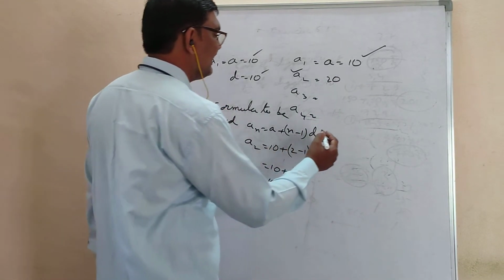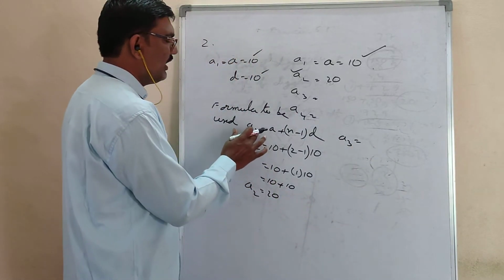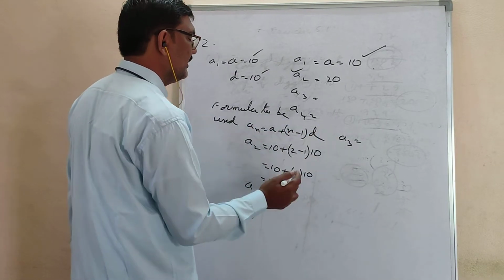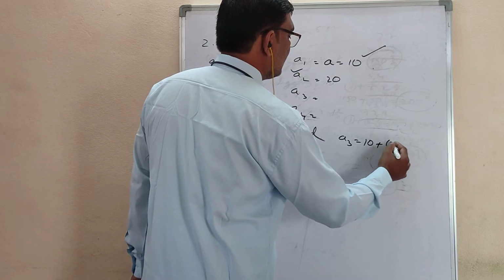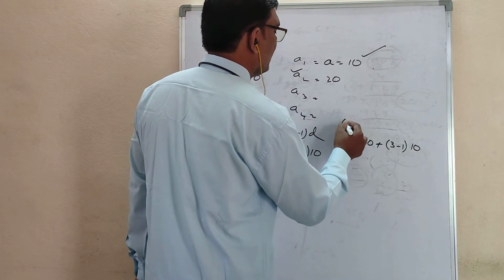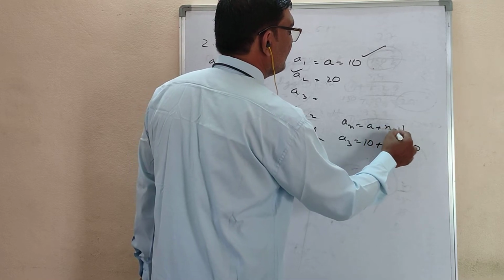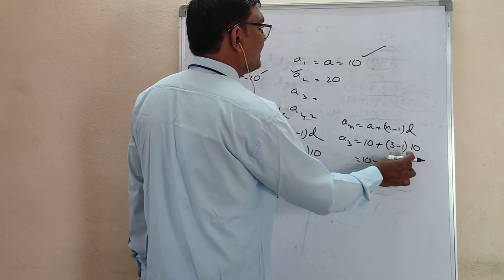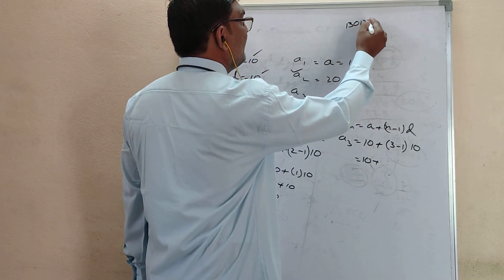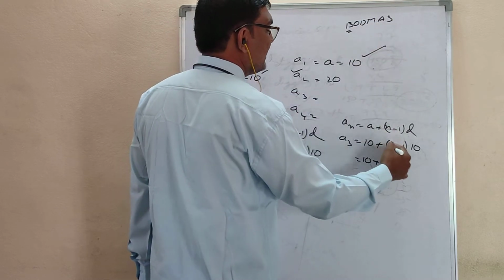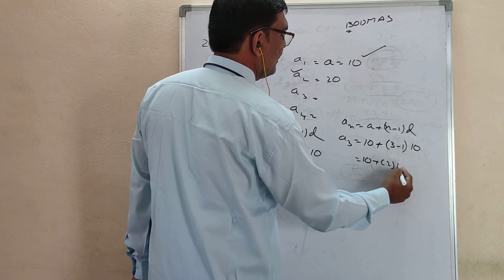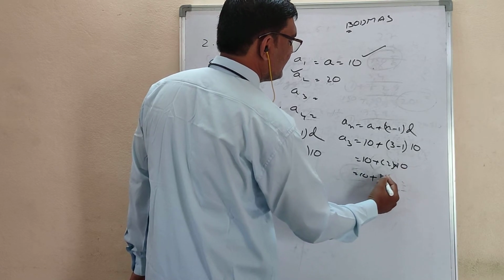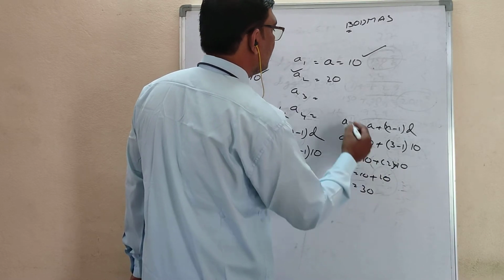Next you have to get A3. The formula is this only. A and D values are 10 and 10 only, but in place of n you have to write 3. So 10 plus 3 minus 1 into 10, because an is equal to a plus n minus 1 into d. Now keep this 10 as it is. Why am I simplifying the brackets first? BODMAS rule. This is very important. First you have to simplify inside the brackets. 3 minus 1 is 2 into 10. Now, BODMAS, first multiplication: 2 tens are 20. 10 plus 20 is 30. What is A3? 30.